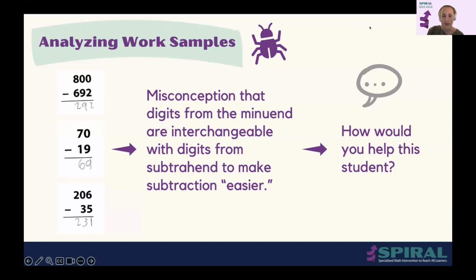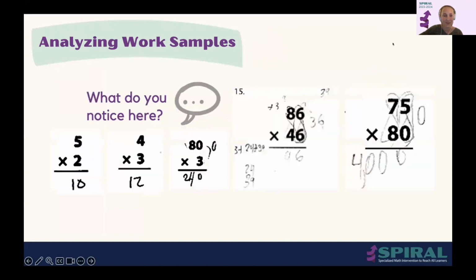I know for me, when I show them, oh, you know what? You did a great job solving 79 minus 10, but 79 minus 10 is not the same as 70 minus 19. So you actually solved a whole different problem. And sometimes that helps them realize what's going on.